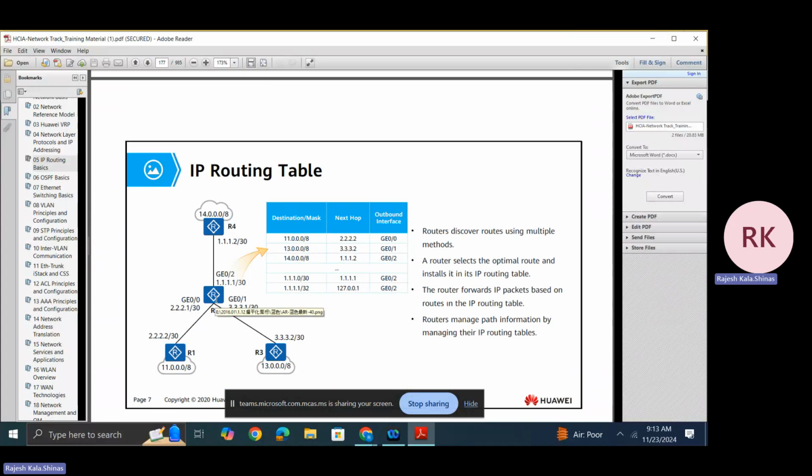Now to reach 130.0.0.0/8 from R2, the routing table entry is 130.0.0.0/8. What is the exit interface? GE0/1. I will go to this one through GE0/1. What is the next hop IP? From here, the next hop is 3.3.3.2. Like this, you put the entries. Every router will have a routing table, and we want to find the best route. We will not add all routes. The best route with the minimum cost or best path will be chosen.